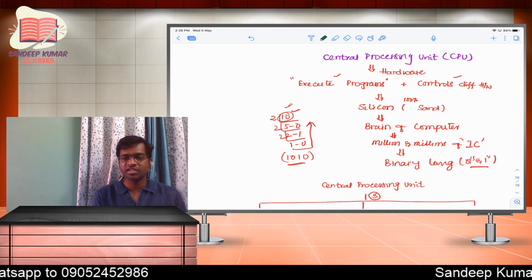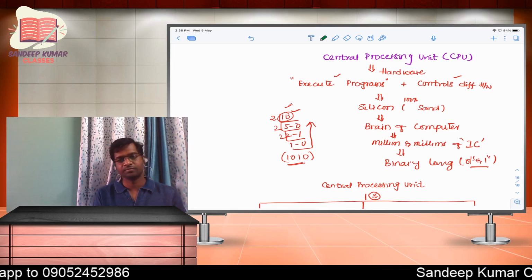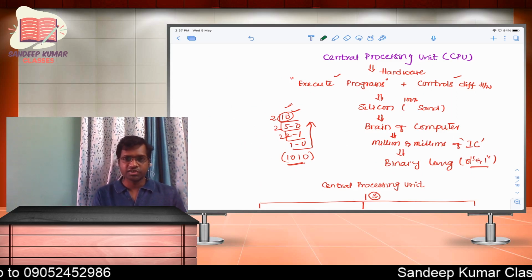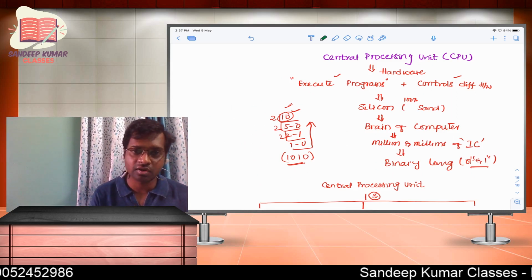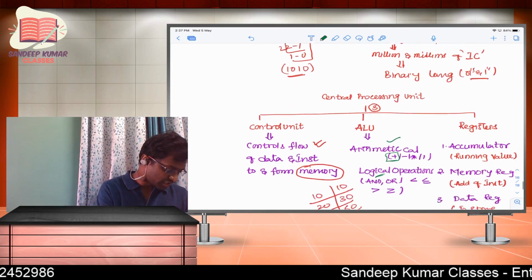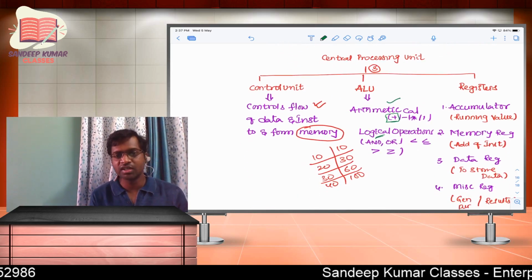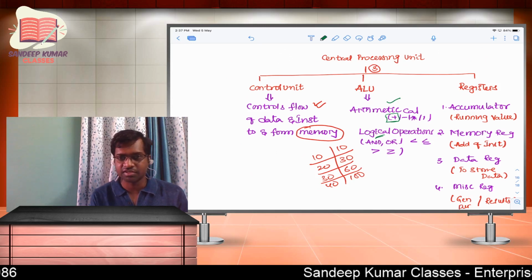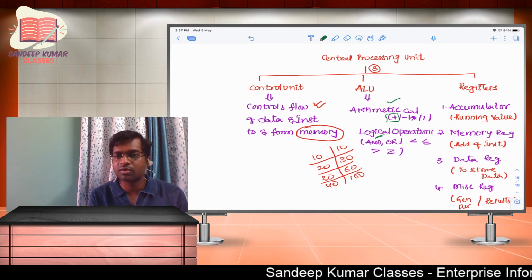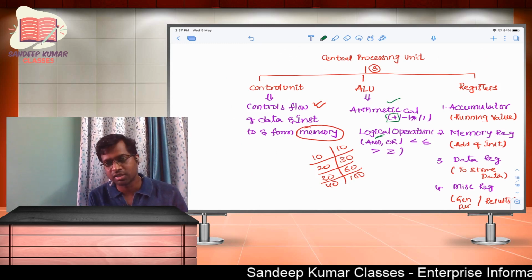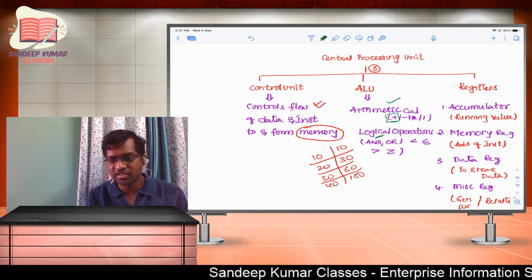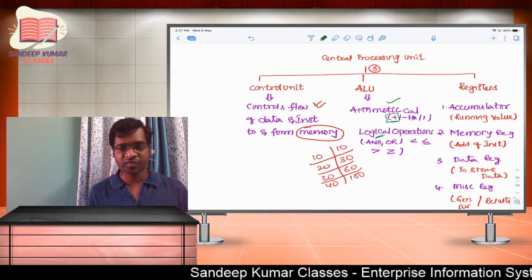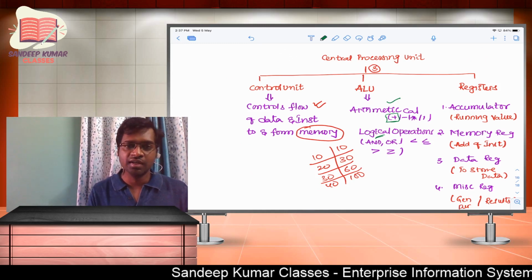It consists of millions and millions of integrated circuits, and it understands only one language, called binary language. What is binary language? It's a combination of zeros and ones. The central processing unit is further divided into three: control unit, arithmetical logical unit, and registers. The control unit controls the flow of data and instructions to and from memory. The arithmetical logical unit performs arithmetical calculations and logical operations. Registers, we have four types: accumulator, memory register, data register, and miscellaneous register. Please study up to here. We'll continue.